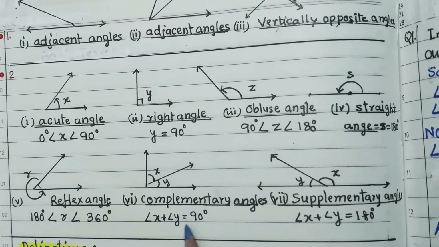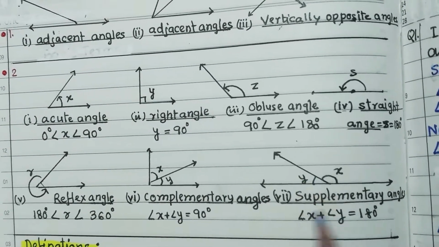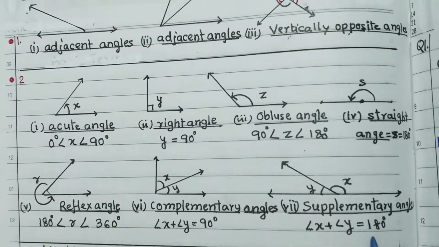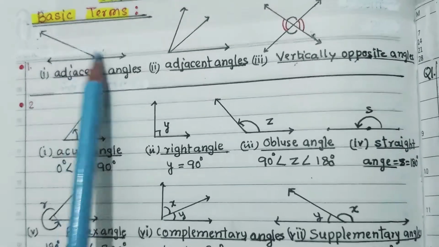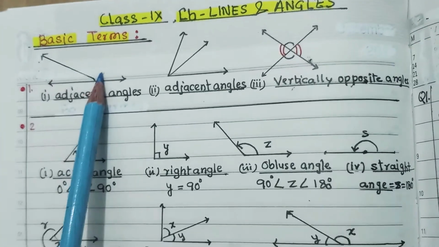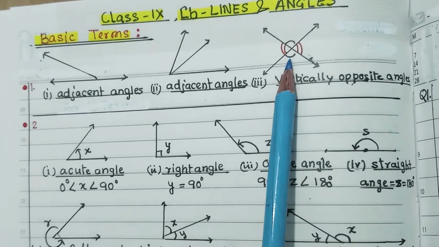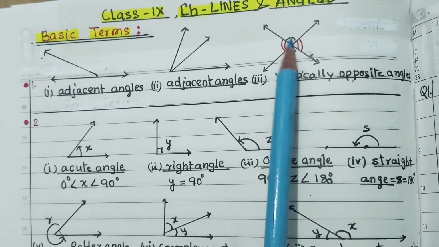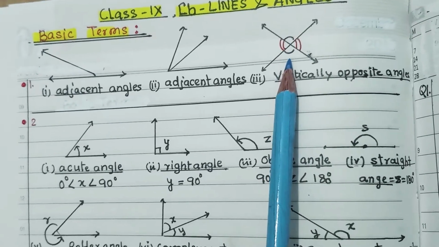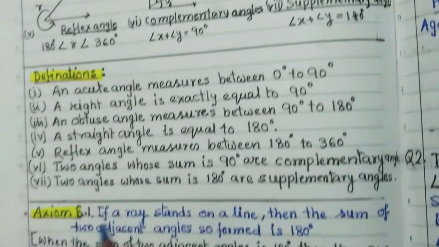The sum of two angles is 90 degrees, and for supplementary angles, the sum of two adjacent angles is 180 degrees. Now, these are adjacent angles. If two angles have a common arm, they are called adjacent angles. These two are adjacent angles. Vertically opposite angles: if two lines intersect at a point, four angles form, and the angles just opposite are called vertically opposite angles.